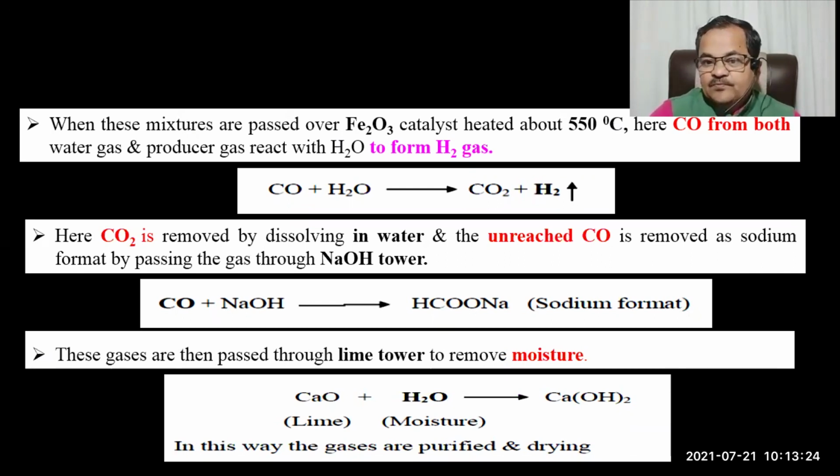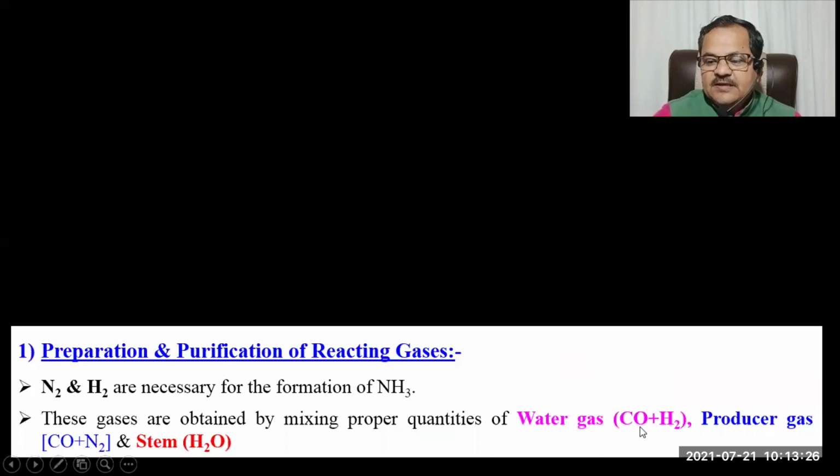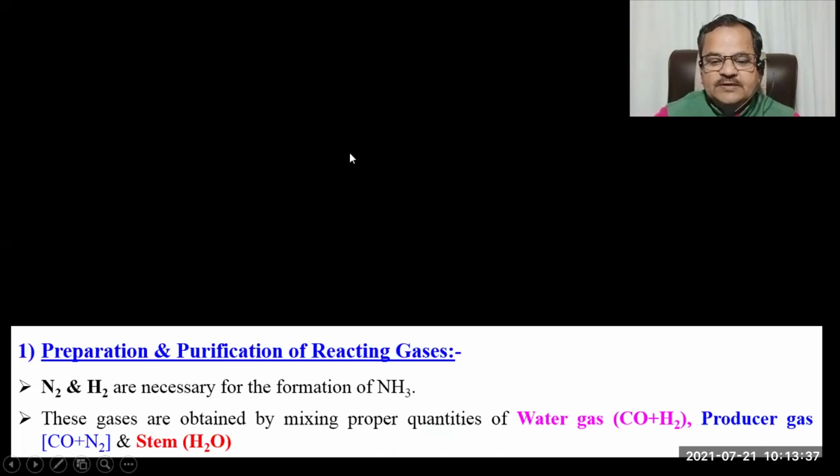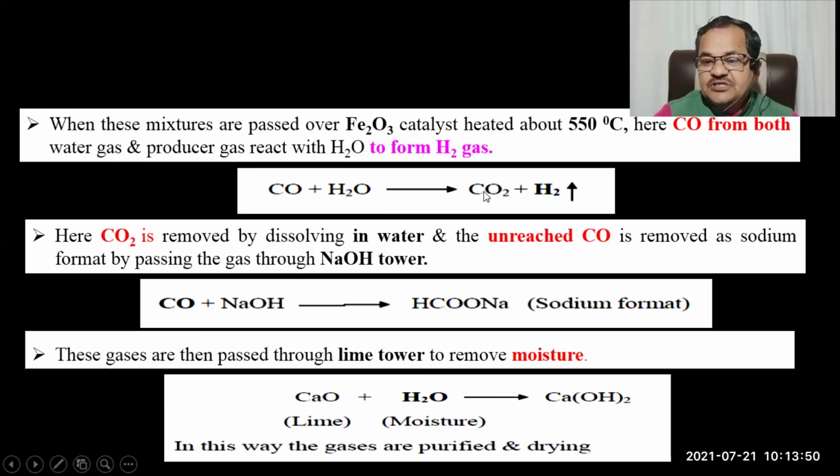Then what happens? Here is a CO, carbon monoxide, and here is also a CO. This CO from water gas and this CO from producer gas reacts with moisture, that is water, and it produces CO2 and H2. We want H2. H2 is our reactant.